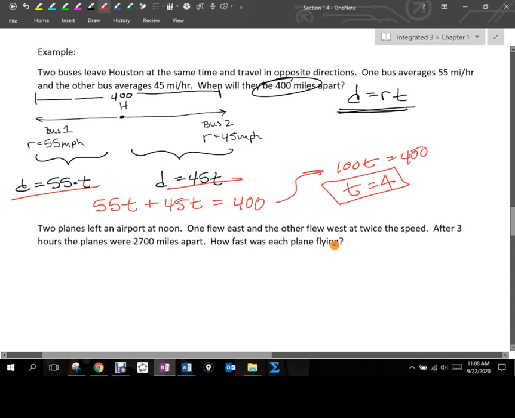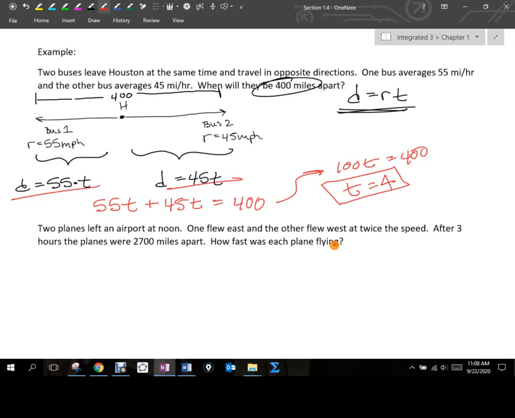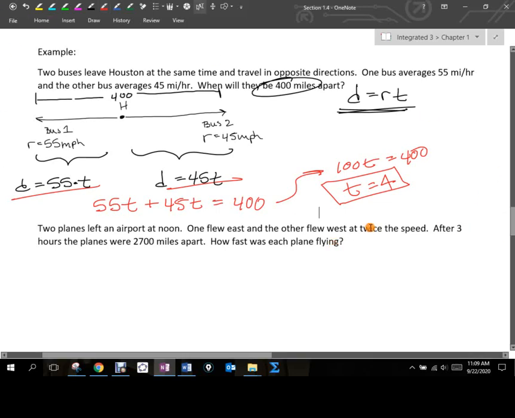What's 45 times 4? What's 45 times 2? 90. What's 90 times 2? 180. So bus 1 traveled 220 miles in 4 hours. Bus 2 traveled 180 miles in 4 hours. What's 220 plus 180? 400, right? So we could check that. We can find the specific distances that those buses traveled and then add them together and see that their distance does total 400.